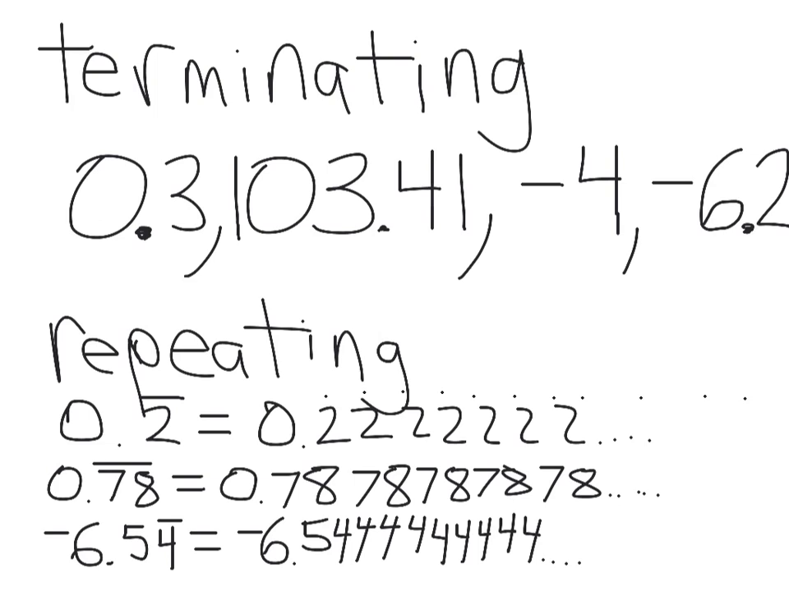The 0.78 with the repeating bar over both goes 0.78787878 forever and ever and ever. There are no zeros for that. And then you have the last one, -6.54, and the repeating bar is only over the 4. So as you can see in here, it goes -6.5, and then it's 4's forever because the bar is only over the 4. All right, so those are two important vocabulary as we move forward.